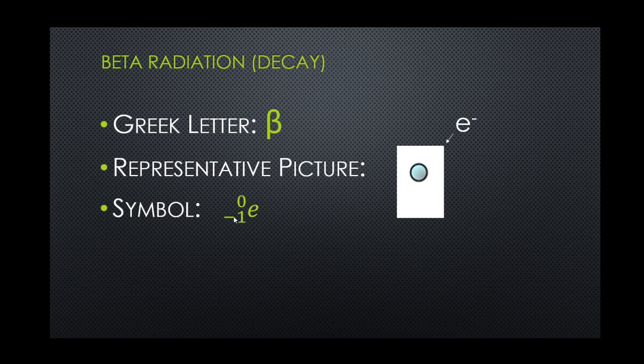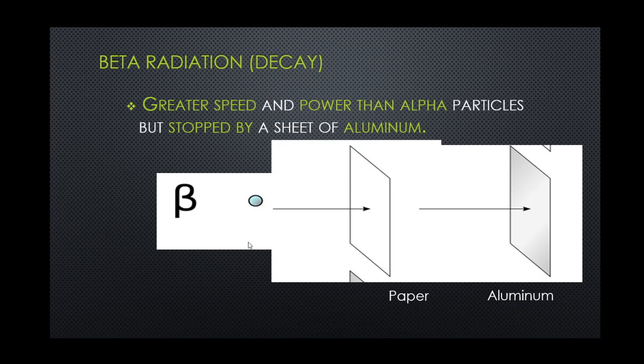And it has a charge of -1. So we give it a charge of -1 because for an electron, there's nothing on the periodic table, so it doesn't really have an atomic number. So we just designate at the bottom a -1. Okay, and it has greater speed and power than alpha particles, but is stopped by a sheet of aluminum. So it's the middle. It can go through paper and your skin, and then if you have aluminum, it blocks it, bounces it off. Okay.